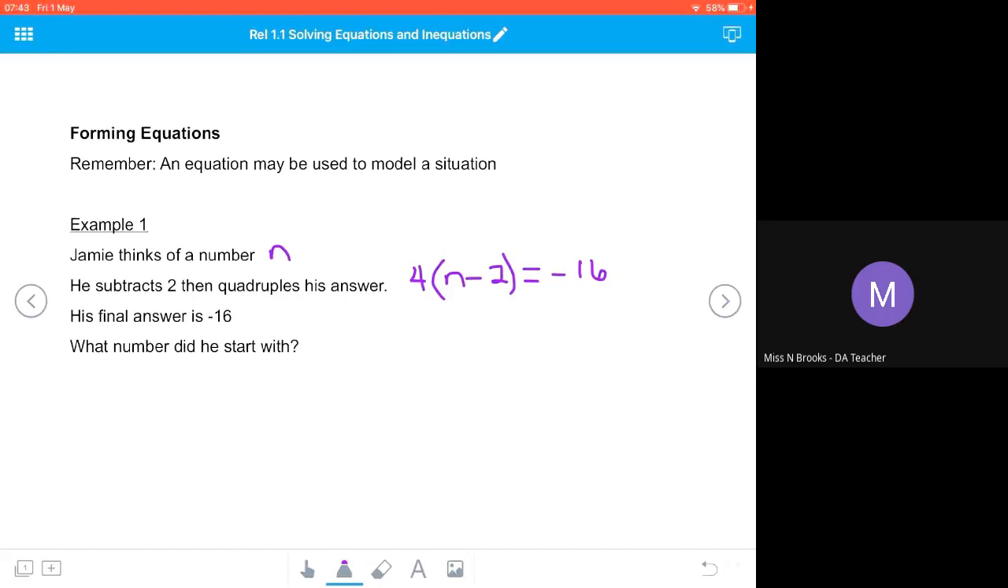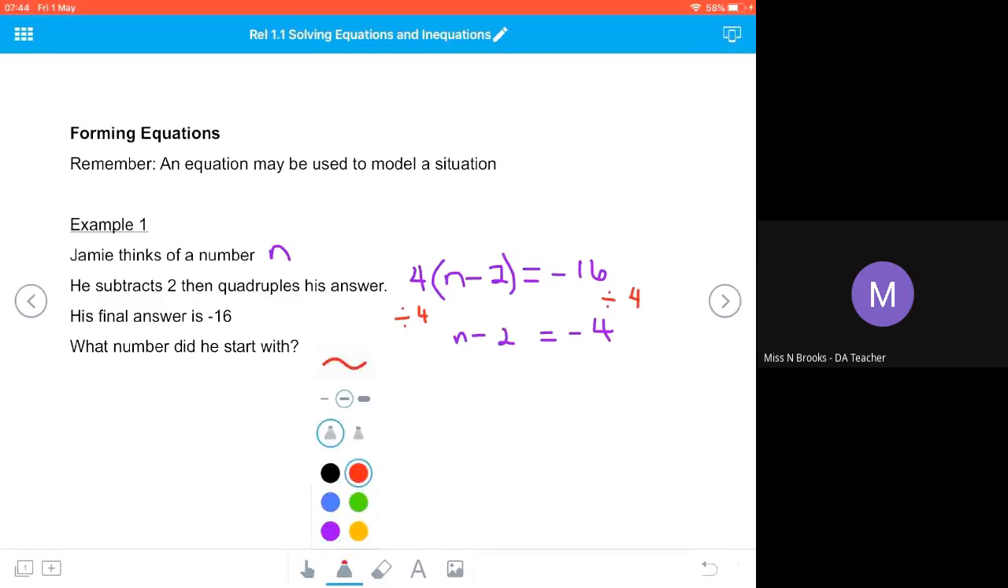So what number did he start with? We have to solve this equation. So we've got 4 multiplied by n minus 2 equals -16. And we can divide both sides by that multiplied by 4, because we can divide 16 nicely by 4. And that gives us n take away 2 equals -4.